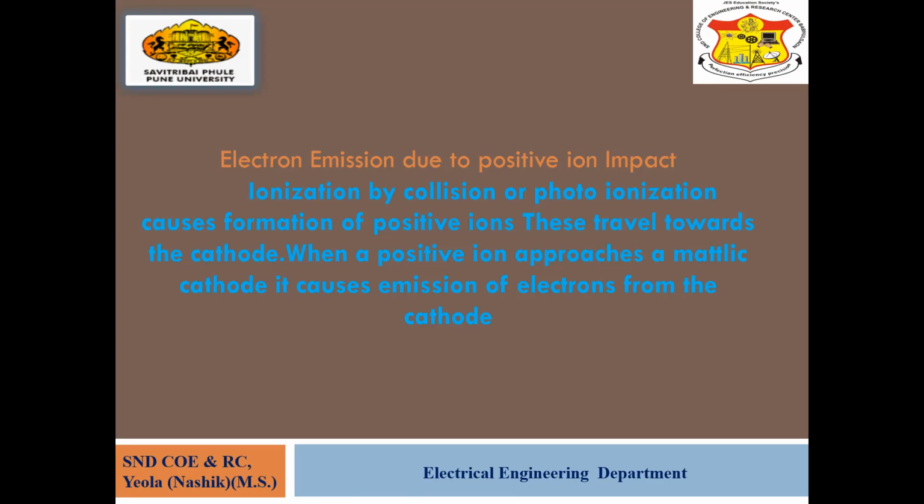In this process, the positive ion gives away its kinetic energy. If this ionization energy is greater than twice the work function of the metal, then one electron will be emitted, and this secondary electron will neutralize the ion. This is the first one, electron emission due to positive ion impact.